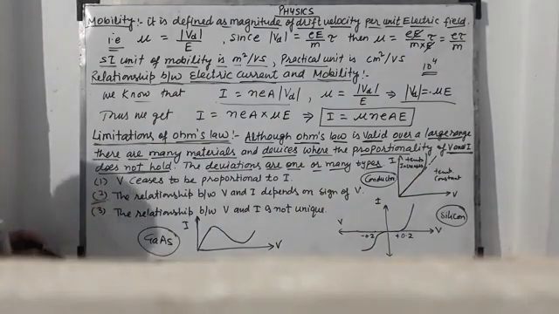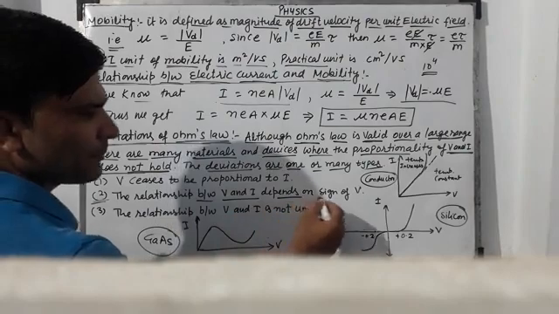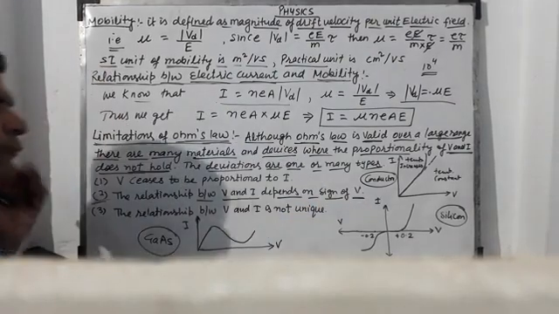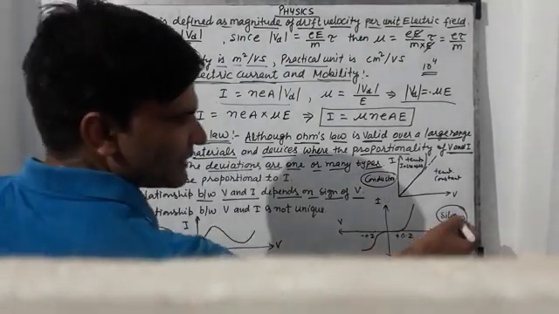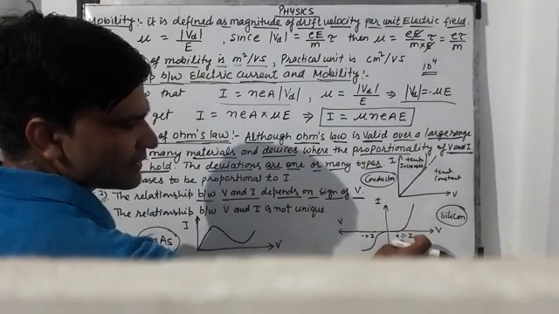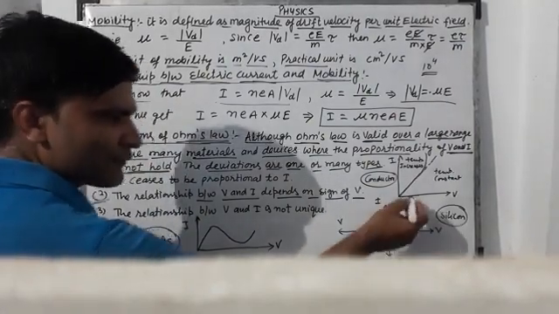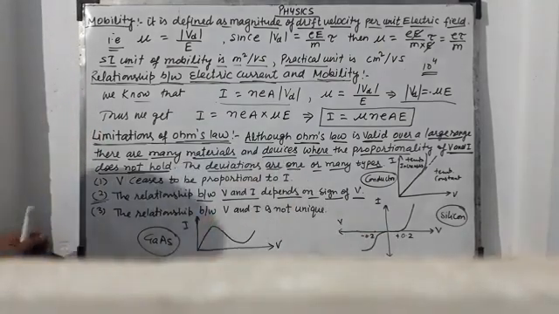The second one is that the relationship between V and I depends on the sign of V. This is in the case of semiconductor silicon. When the voltage is positive, the graph is like this. When the voltage is negative, the graph is like this.